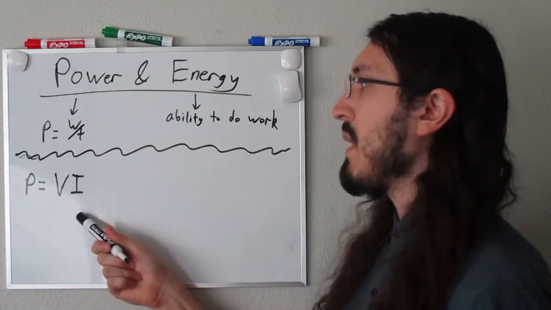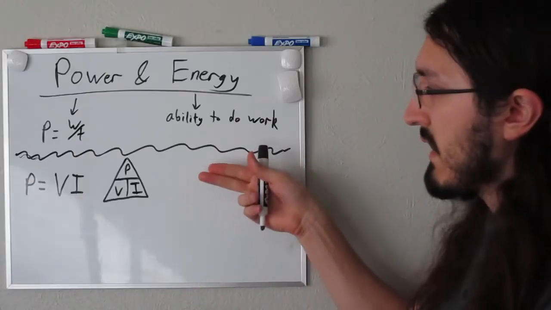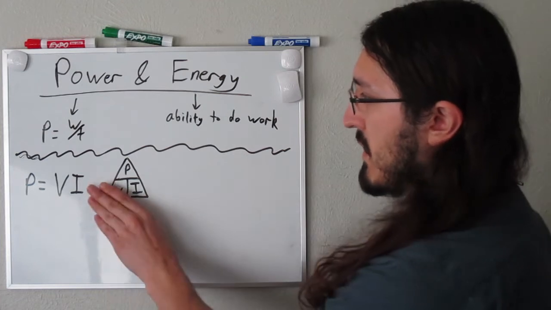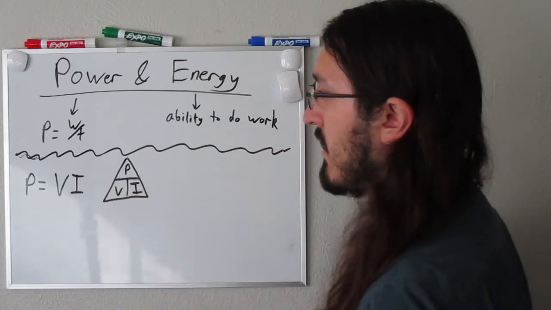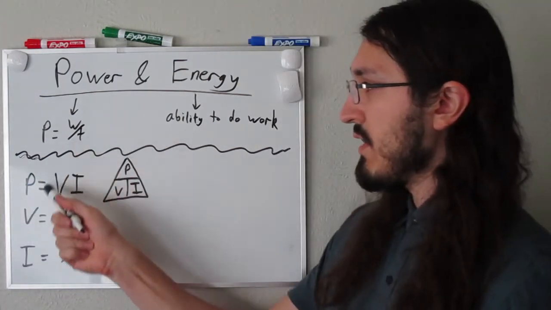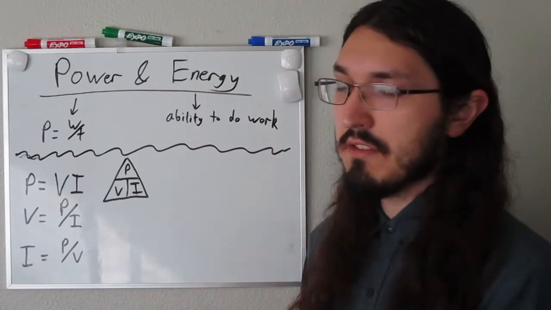So here's our equation for power, and we can put this in a triangle just like we did with Ohm's law. With this triangle, I can see that if I cover up P, it equals voltage times current. If I cover up voltage, it's power divided by current. And if I cover up current, it's power divided by voltage. So here are three equations that relate power, voltage, and current. If you have two of the variables, you can find the third remaining one.